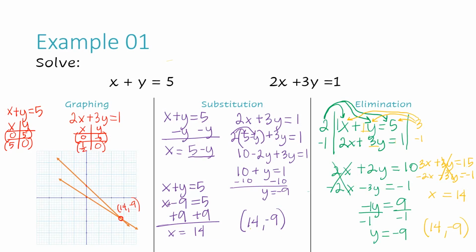So that's the same thing I got for my substitution method, and that's the same thing I got when I graphed. So as you can see, when you're solving a system of equations, you have 3 ways that you can do it, and you should get the same answer every time. If you're not getting the same answer, then something's wrong somewhere. So the answer to example number 1, which basically means where do these 2 lines intersect on a coordinate plane, is (14, -9). Let's take a look at example number 2.